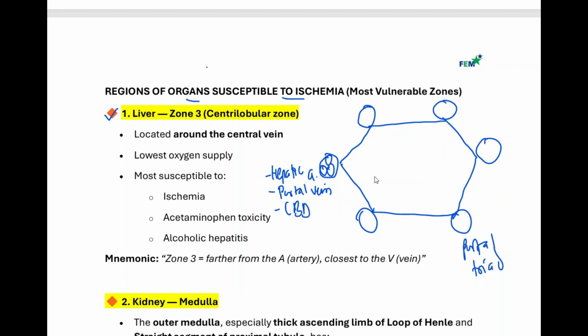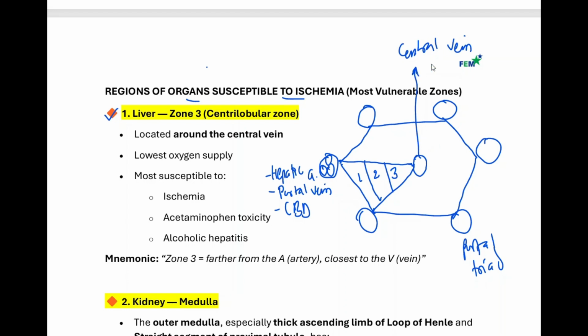And then when you look at each of these areas, the liver is divided into 3 zones. So we have zone 1, zone 2, zone 3. And in the center, we have what we call the central vein, right?